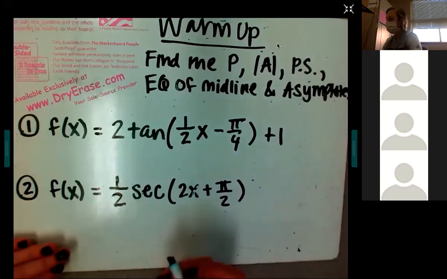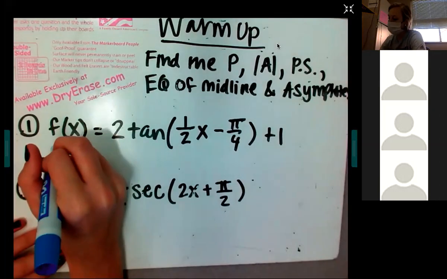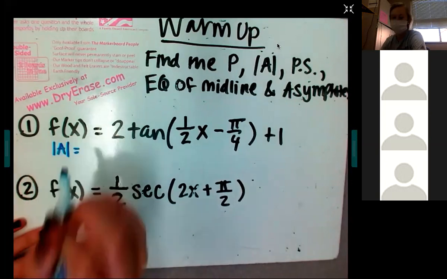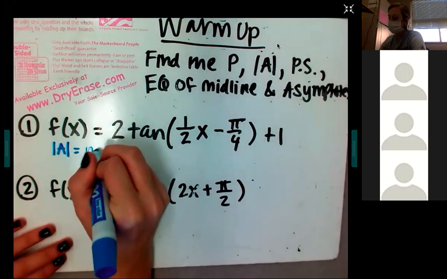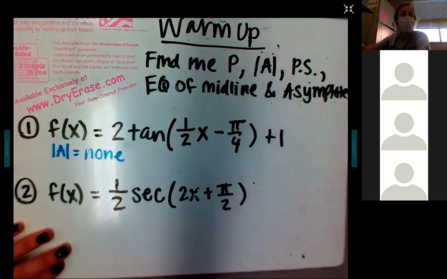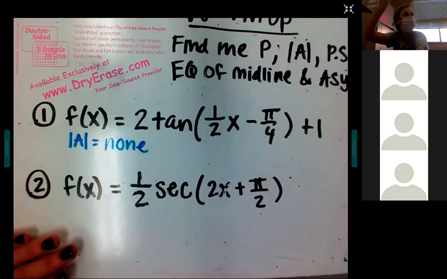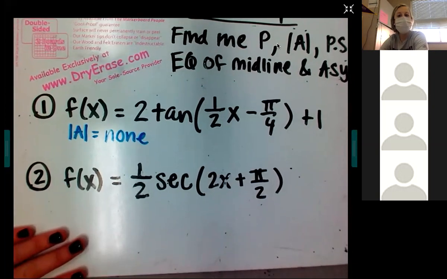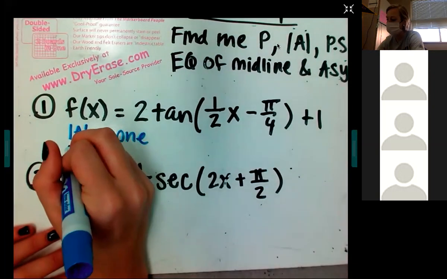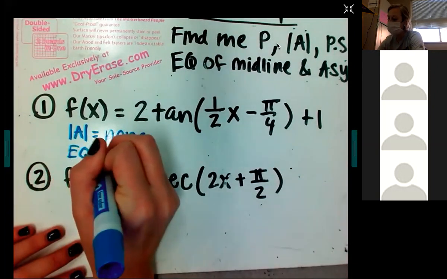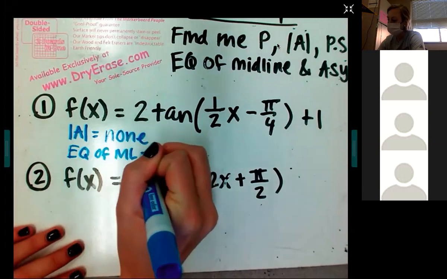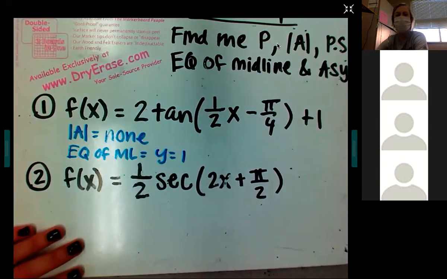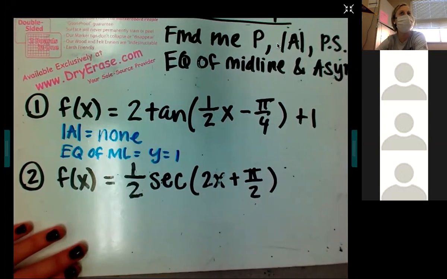Boom. All right, the amplitude for the first one, what is it? Very good. Remember that tangent functions do not have an amplitude. They go to infinity and negative infinity forever, right? Okay, what is the equation of the midline? Very good. Any questions on how to find that, or y'all remember how to find that?